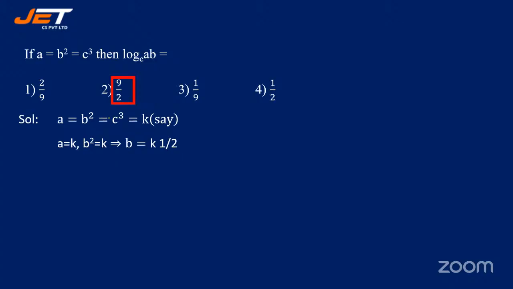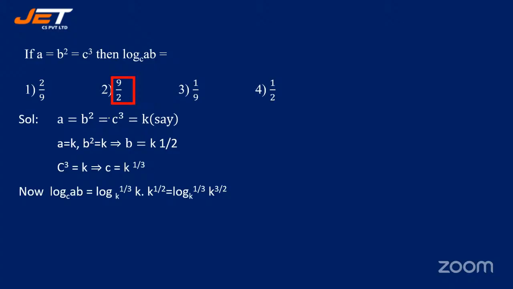Now, let's take b square is equal to k, which means b is equal to k to the power half. Right. Now, c cube is equal to k, which means c is equal to k to the power 1 by 3. Now, you can just put it back.